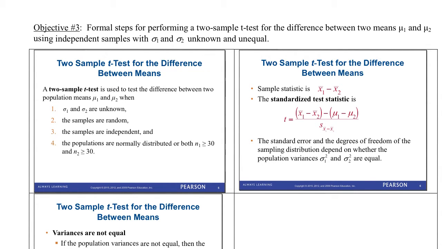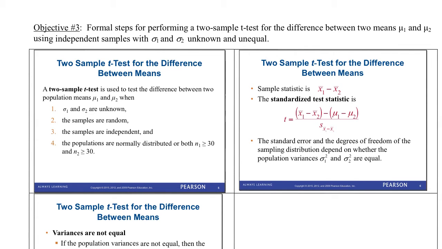Okay, now that you've seen the big idea of the chapter, that we'd like to do inference procedures for comparing two samples, and you've seen how to determine in objective number 1 whether two samples were considered independent or dependent, and in objective number 2 you know how to format the null and alternative hypotheses to test the difference between two means. Now in objective number 3 we're going to cover the formal steps for performing a two-sample t-test for the difference between two means using independent samples with the standard deviations for the populations unknown and unequal.